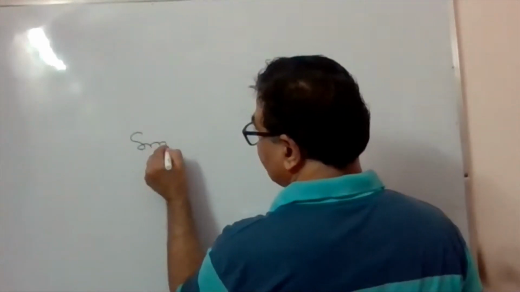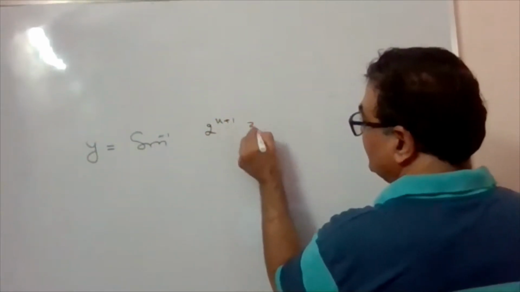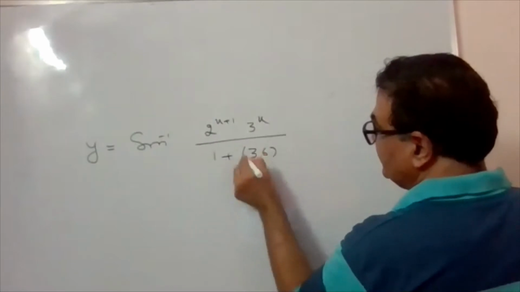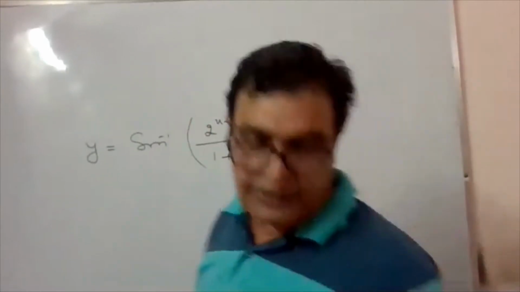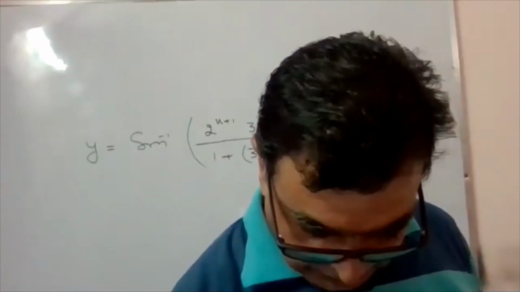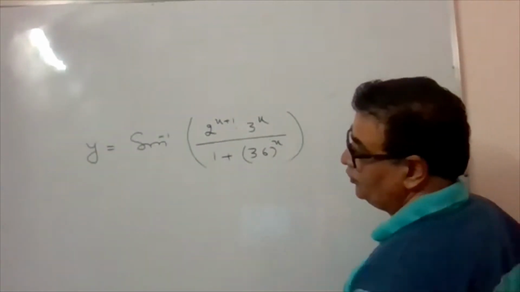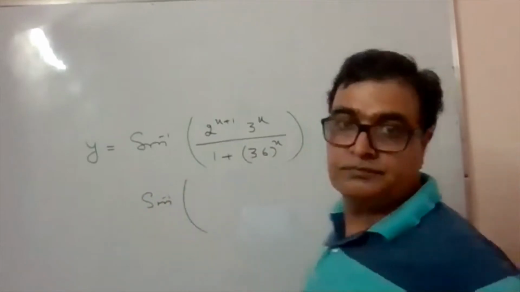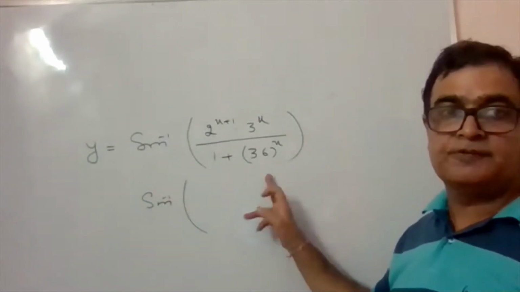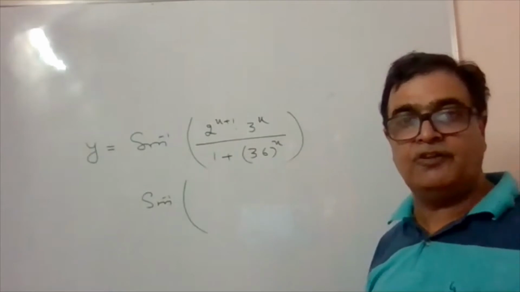Next question please. Differentiate sine inverse of 2 power x plus 1 into 3 power x by 1 plus 36 power x. The question is, you should solve this, or you should differentiate this. What should I do here, can you tell? Sine inverse is there, so the formula should be in terms of sine. And how can you get it? If you remember, 2 tan theta by 1 plus tan squared theta will give this formula.